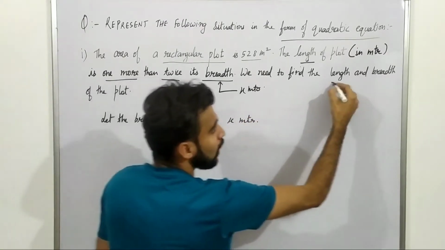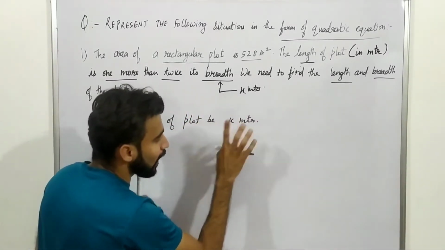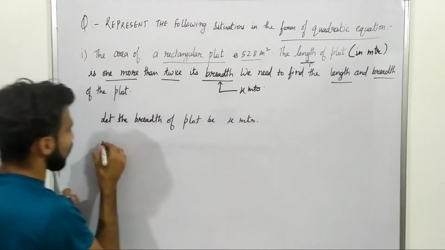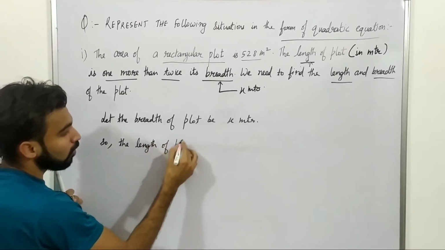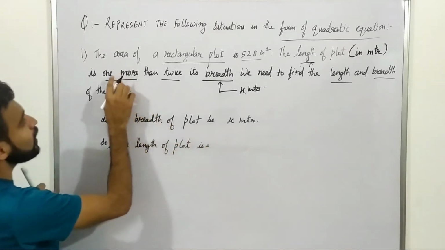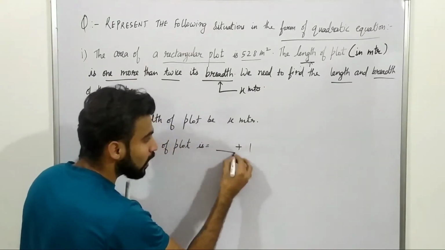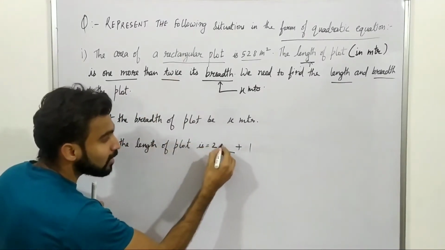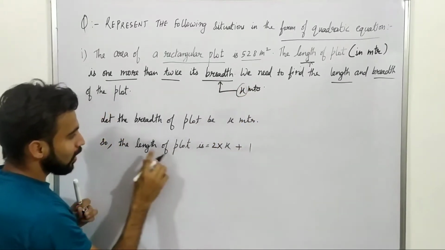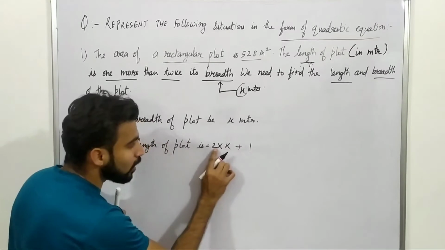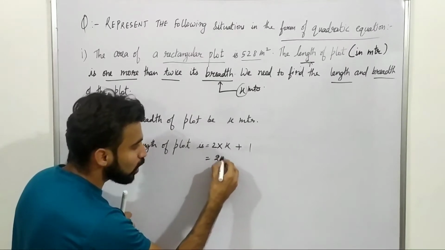So you have to simply find out the length and breadth in this question. So I have supposed that the breadth of plot is x meters. Now you can see that the length of plot is, now you can see here, is 1 more. So what is 1 more? Simply plus 1. Now plus 1, then the twice. Now you can see twice is simply 2 cross its breadth, and you all know that the breadth is x. Now you can see here the length is given to you as 1 more than twice its breadth, and the breadth is x. So if I just solve this, that will be 2 cross x is 2x plus 1.